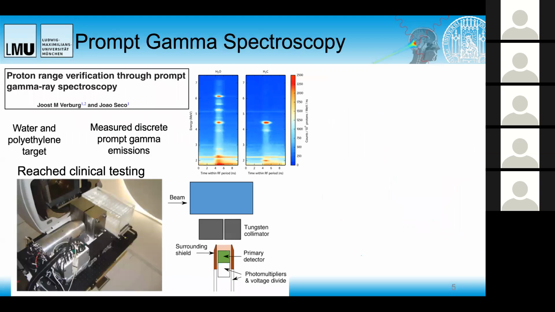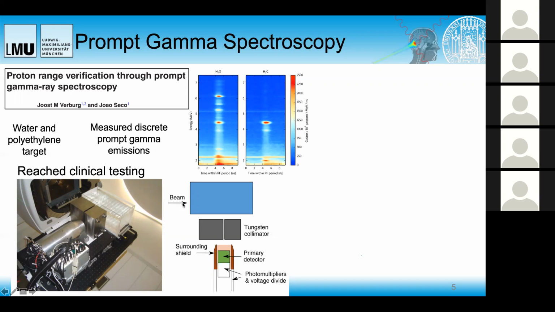So on my next slide, I'm showing you one publication that was carried out by John Verburg and Joao Seco a couple of years ago at the MGH in Boston. And basically here on the lower left, you see an image of the experimental setup, and right next to it you see the schematic illustration.